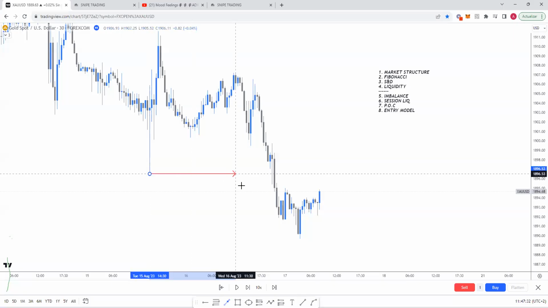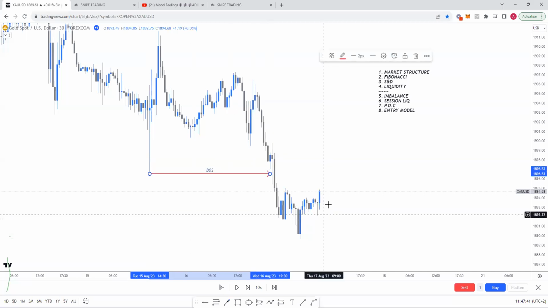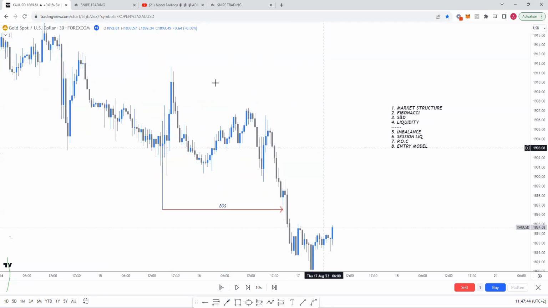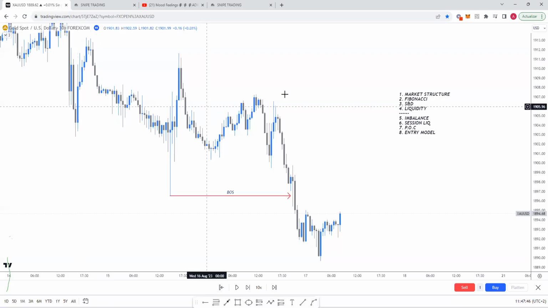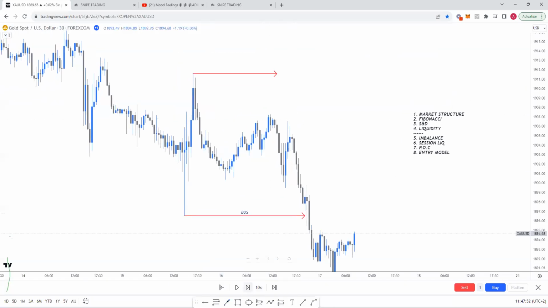Clearly, we have a break of this low right here, a break of this low indicating a bearish market structure, okay? We have a bearish market structure. As you see, price has been creating highs as well.